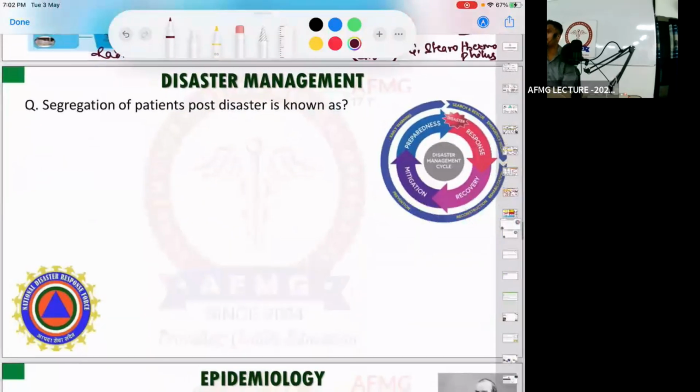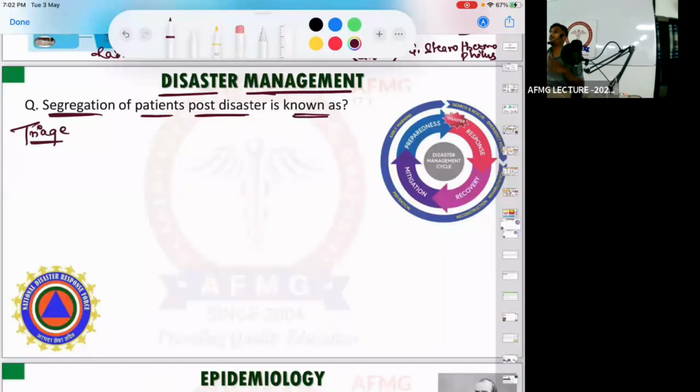Moving further with disaster management. Done with biomedical waste, remember all these things. Then disaster management, if I talk about, guys, here we do segregation of patients post disaster. It is known as triage, not reverse triage. Remember, segregation or categorization of patients post disaster is known as triage.